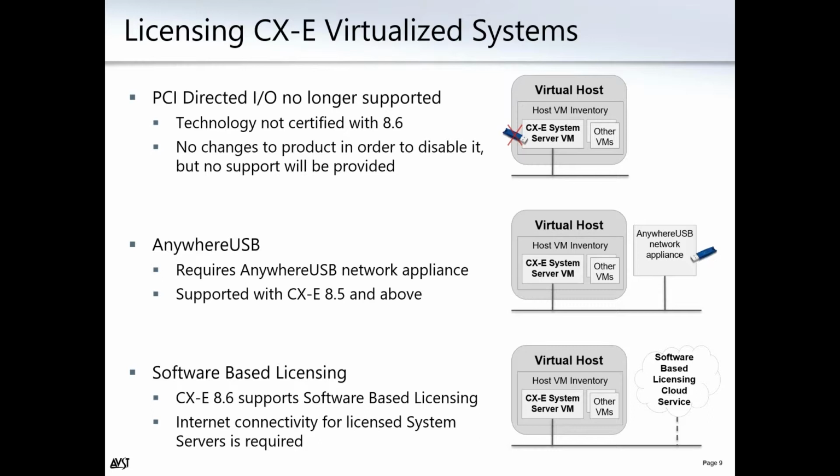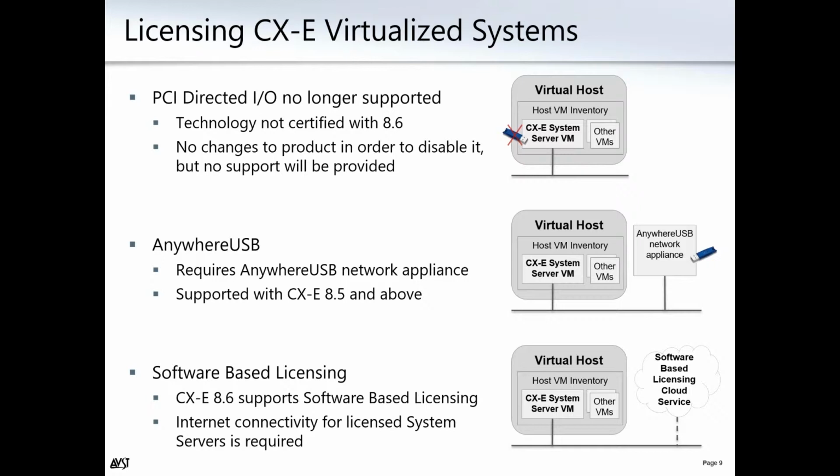So if you want to have a hardware licensed system, we still support that. Anywhere USB is supported both in VMware and on Hyper-V. There are some times when the systems in your data center, you don't want to give them access to the outside network. And in those cases, you would use the Anywhere USB method of licensing. For most customers where access out to the public network is available, we use software-based licensing.